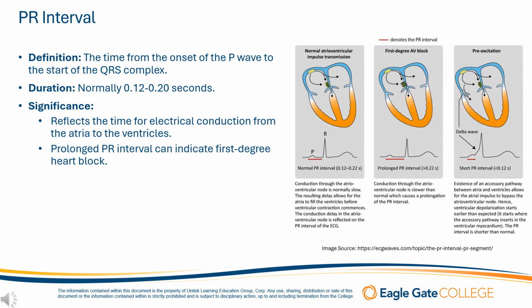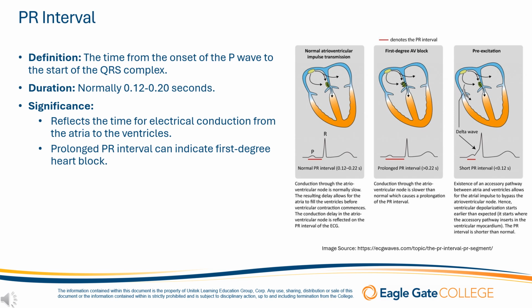If the PR interval progressively lengthens until a beat is dropped, a P wave is not followed by a QRS complex, it is referred to as second-degree heart block type 1. This is also called Wenckebach or Mobitz 1. If some P waves are not conducted to the ventricles, but there isn't progressive lengthening of the PR interval, this is second-degree heart block type 2 or Mobitz 2, and this is more serious and may require a pacemaker.